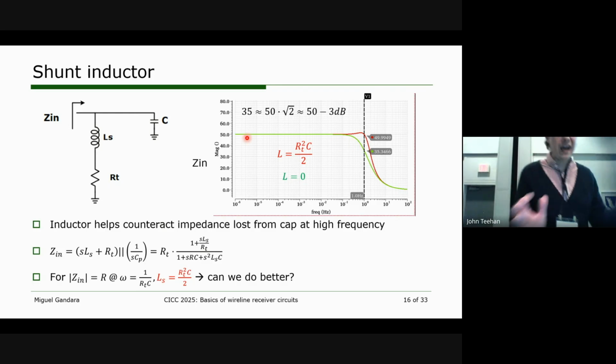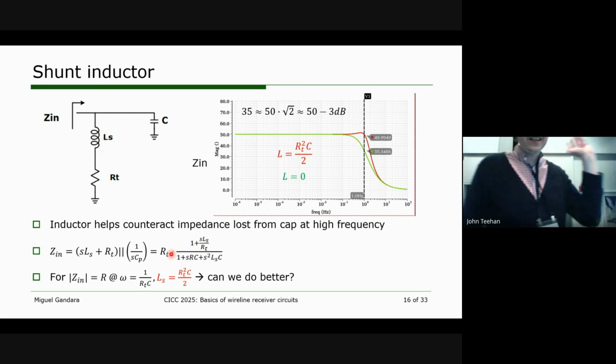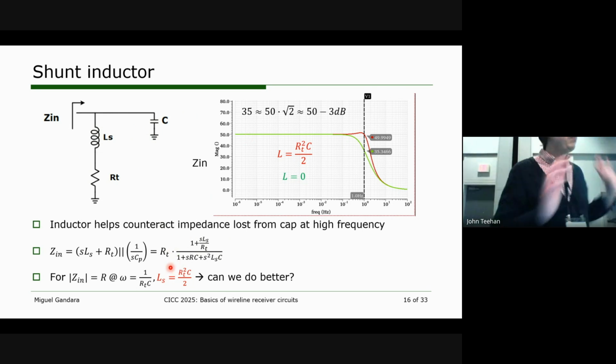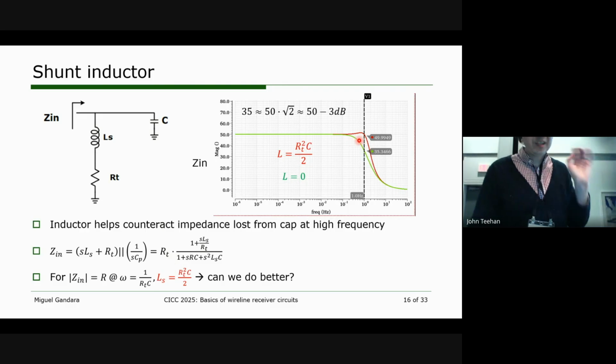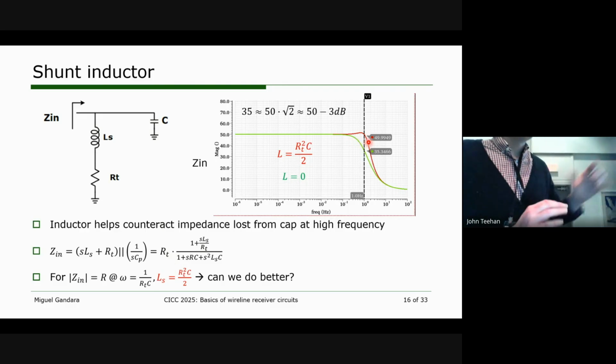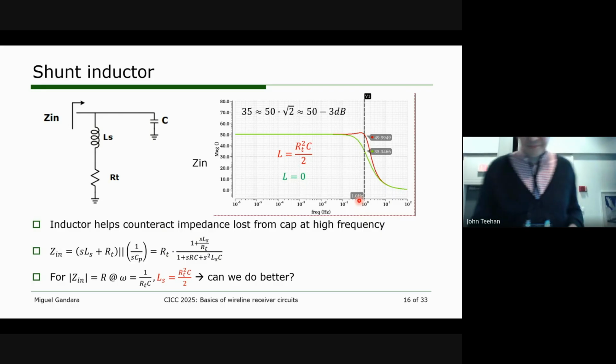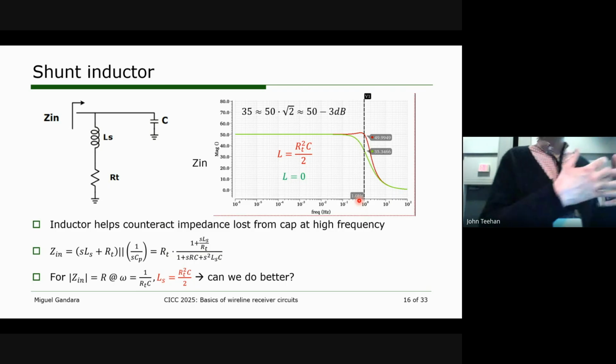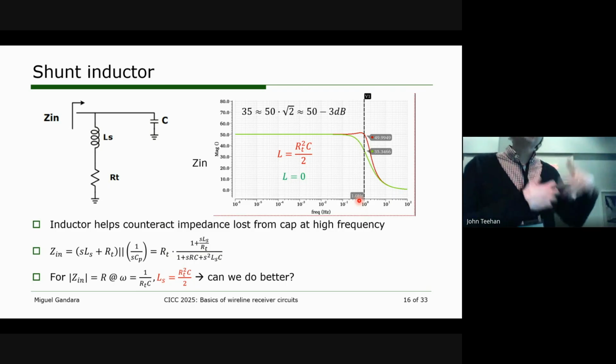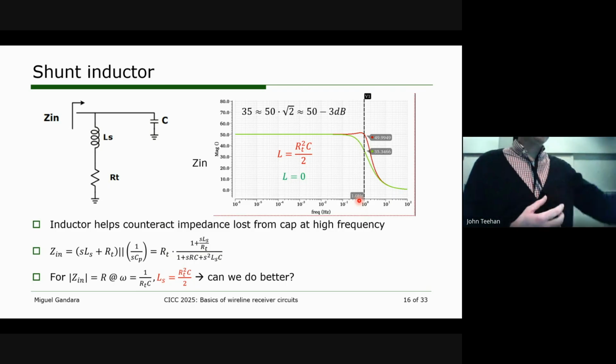Okay, so if we do that, we find that we can set the inductance to this value, R squared C over 2. If we set it to this magical value and plot the impedance, we can see that the impedance is now 50 ohms out to the original 1 over RC, which was just 1 hertz in my normalized example. So this implies that we now get some bandwidth extension, but what if we size the inductor even larger? Can we get even more bandwidth extension?